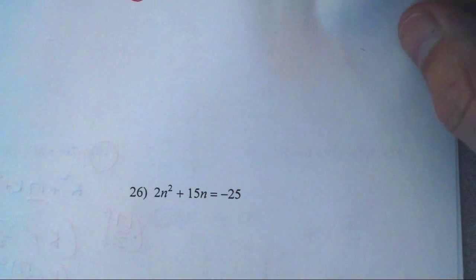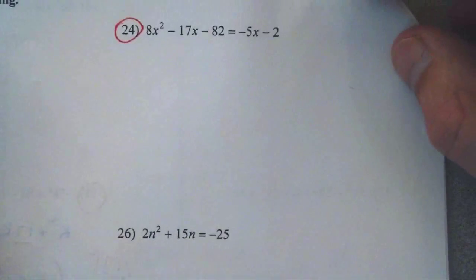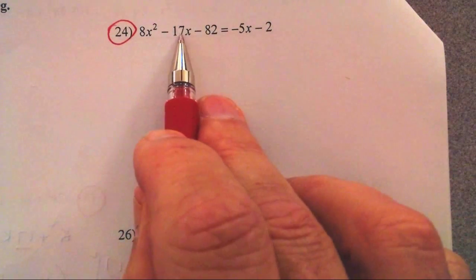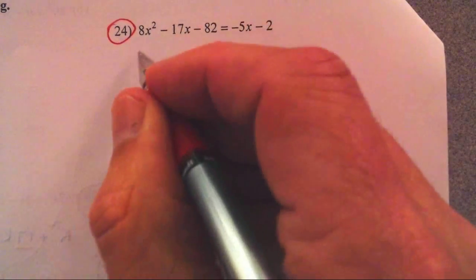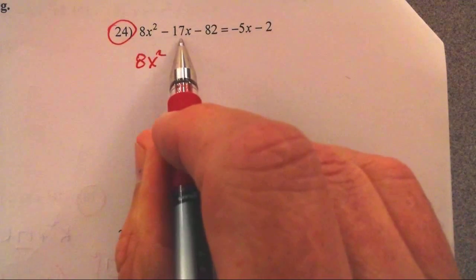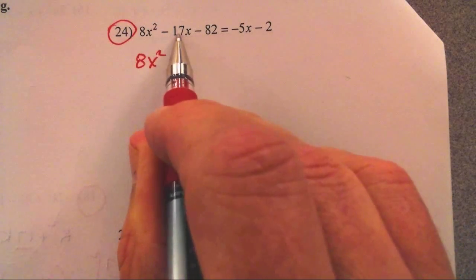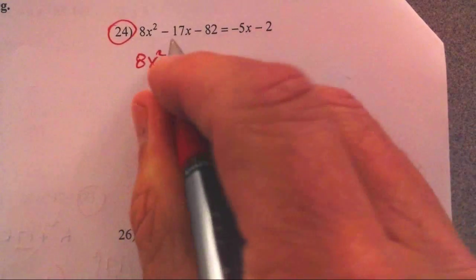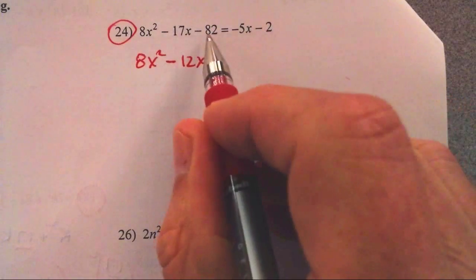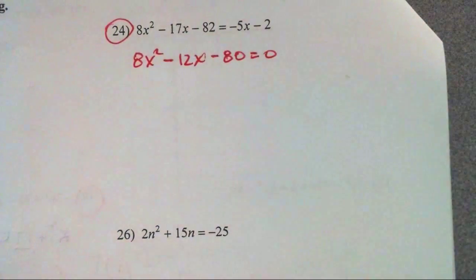Another. This might be grouping. I'm not sure. Let's see what's going on here. Oh, this says solve each by factoring. So solve each by factoring. I guess I'm going to group everything on one side because I've got x's here and x's there. I'm going to leave 8x squared. I'm going to add 5x carefully. Negative 17x plus 5x, that's a fight. 17 minus 5 is 12x, and the minuses are stronger. If I add 2, I get minus 80 equals 0.